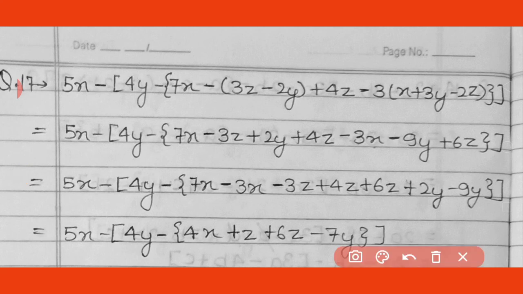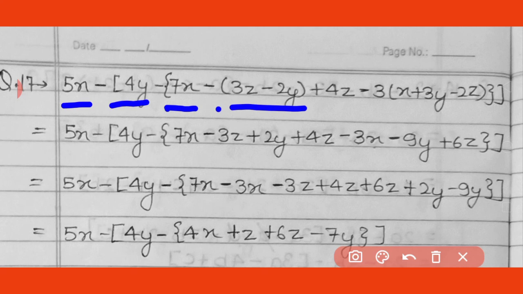Again I am repeating the question: 5x minus in large bracket 4y minus curly bracket 7x minus in a small bracket 3z minus 2y plus 4z minus in a small bracket 3x plus 3y minus 2z.